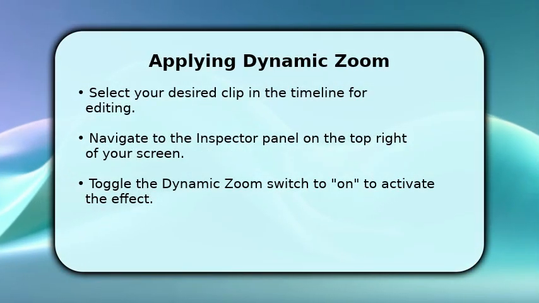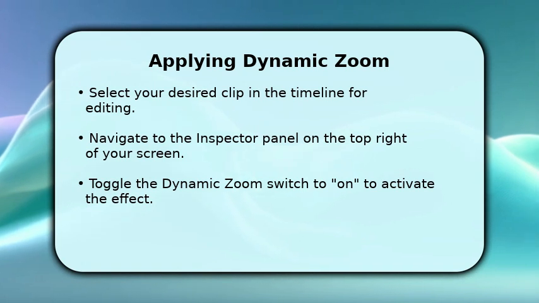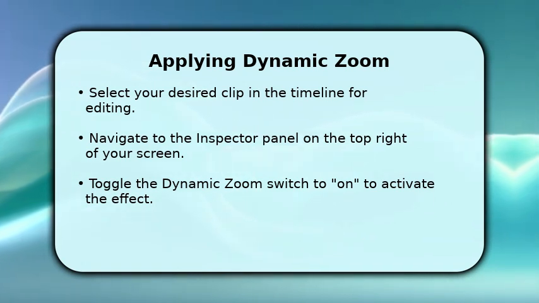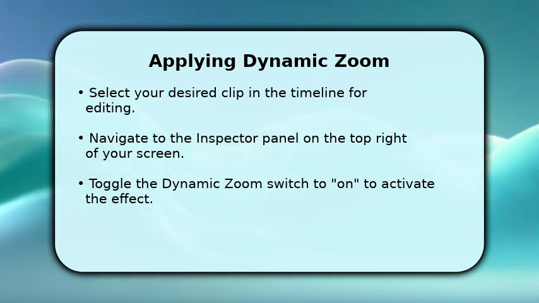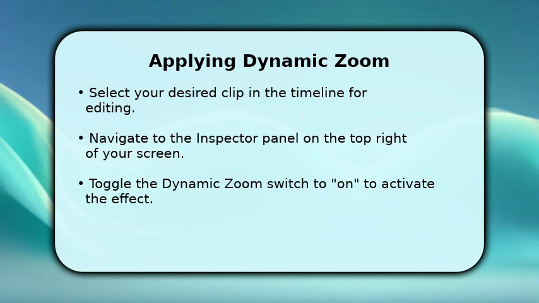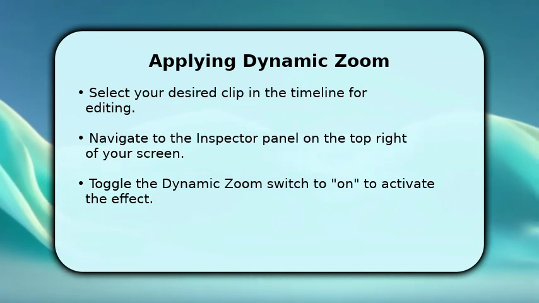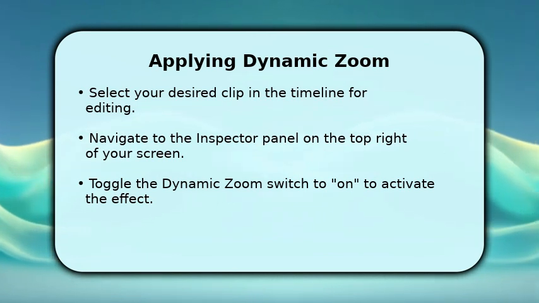To begin, simply select the clip you wish to enhance in your timeline. Once selected, direct your attention to the Inspector panel, typically found on the top right of your DaVinci Resolve interface. Within the Inspector, locate the Transform section. Here, you'll find a toggle switch labeled Dynamic Zoom. Click this switch to turn it on, and you'll immediately see green and red bounding boxes appear on your viewer, indicating the effect is active.